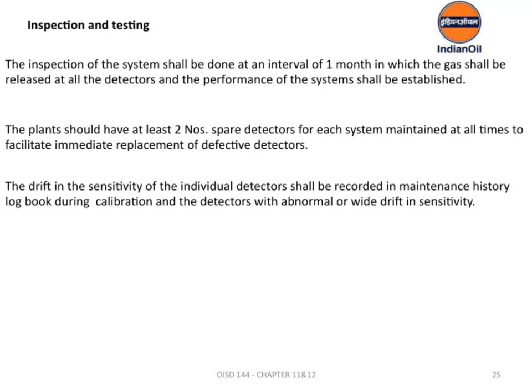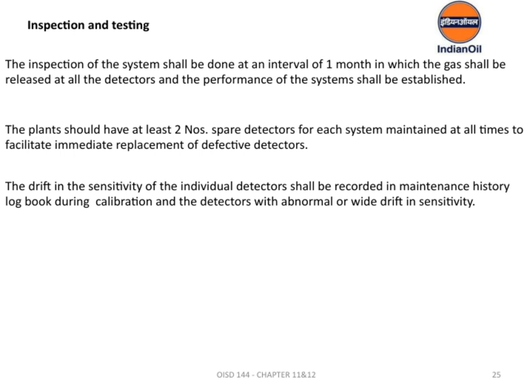Let's talk about the importance of monitoring the drift in the sensitivity of our detectors. As per OISD 144, Chapters 11 and 12, we need to record any changes in the sensitivity of each detector in the maintenance history log during calibration. This helps us keep track of their performance over time. If a detector shows abnormal or wide drift in sensitivity, it indicates it might not be reliable anymore, and we need to address that promptly.